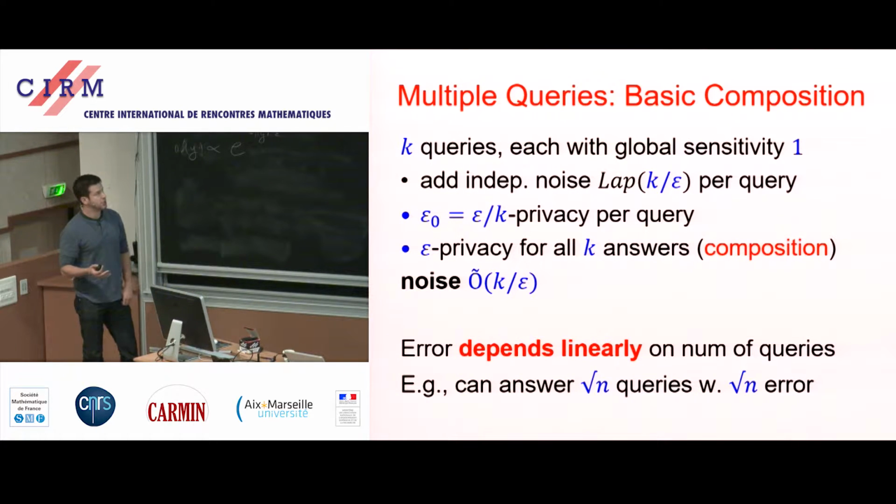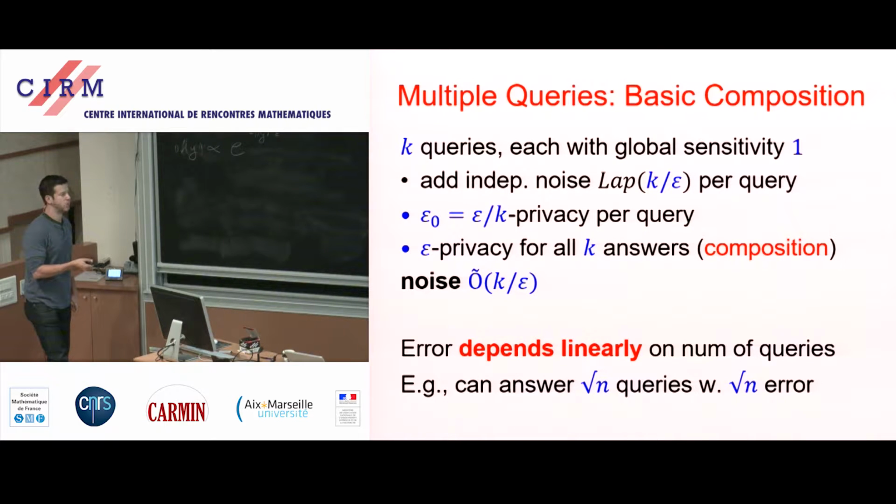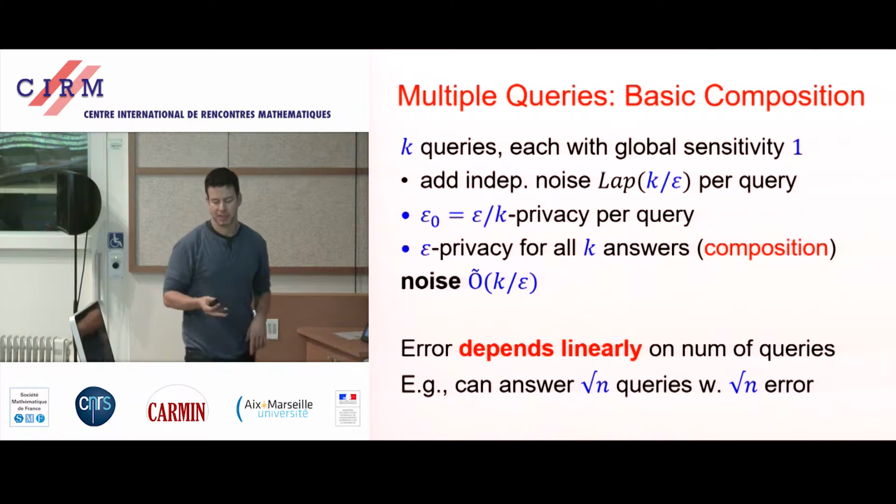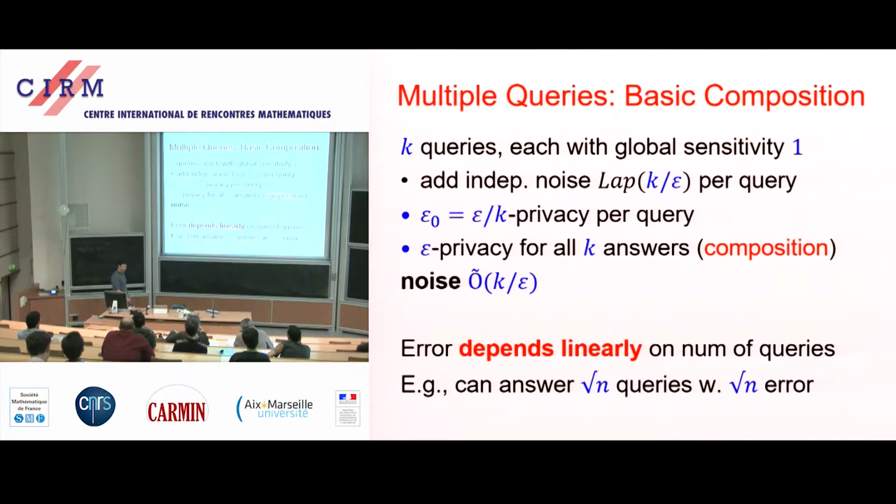So if we want to answer k queries, we can simply add independent noise. The privacy losses add up. So to answer k queries, we need noise k over epsilon. Particularly, the error depends linearly on the number of queries we want to answer. For example, if what you're willing to add is square root n error, something we like to add because that's usually inherent in the data anyway due to sampling effects, you can answer square root of n queries, but no more.